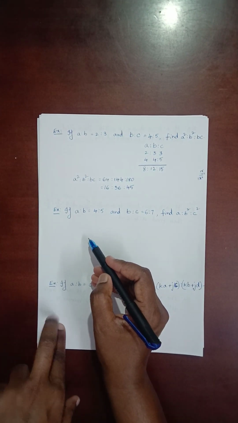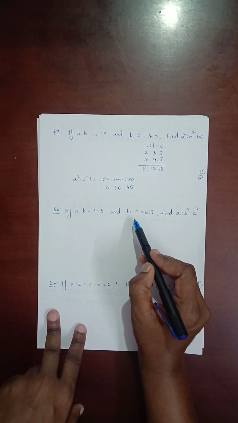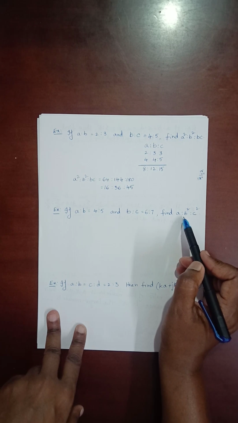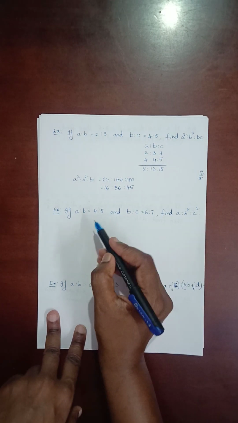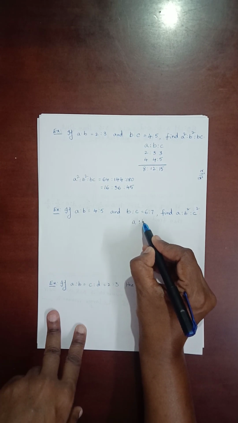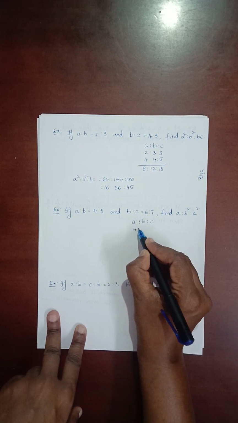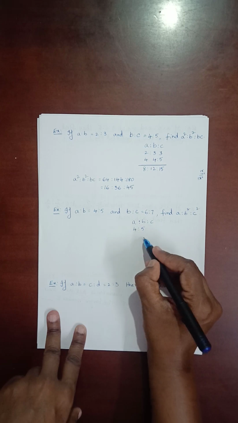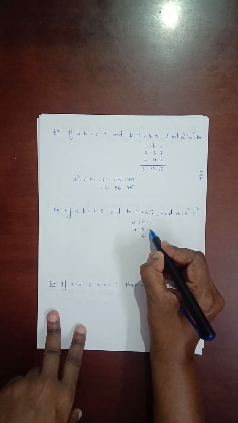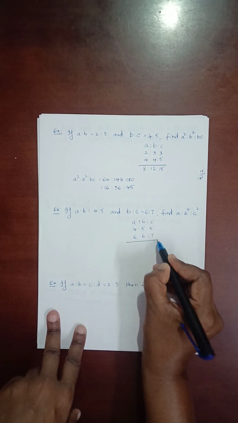Now coming to the next problem. If A is to B equal to 4 is to 5 and B is to C equal to 6 is to 7, find A is to B square is to C square. Here also we do the same technique. First we find out A is to B is to C. What is A is to B? 4 is to 5. What is B is to C? 6 is to 7. We fill this gap with the beside number 5 and we fill this gap with the beside number 6. Now we take the product.